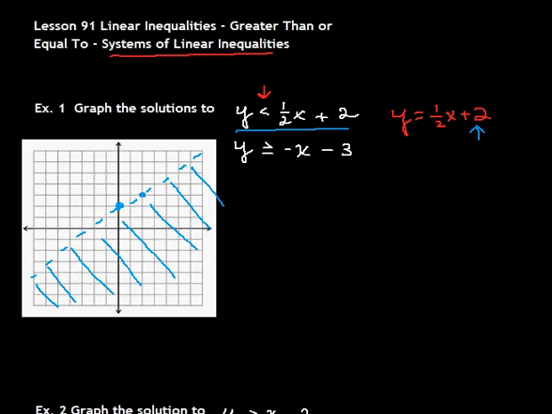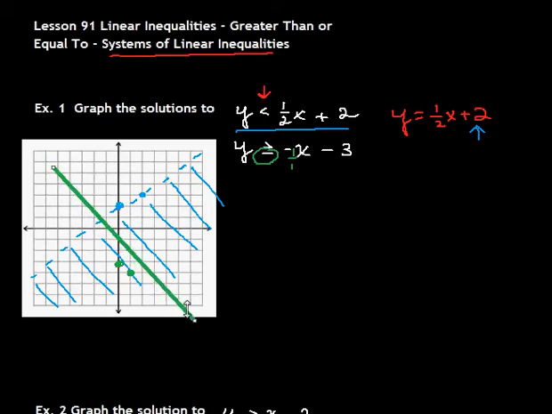So let's do this one in green. So our y-intercept is on -3. So we go 1, 2, 3. And our slope is -1 over 1. So we fall 1 and we run 1. And now this one is a solid line because we have this and equal to part. So we get out our line and we connect our points.